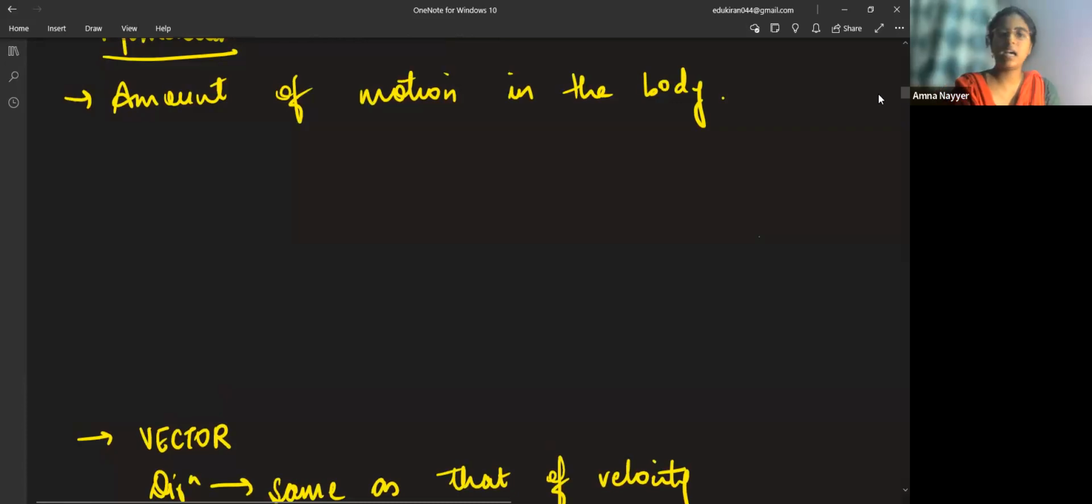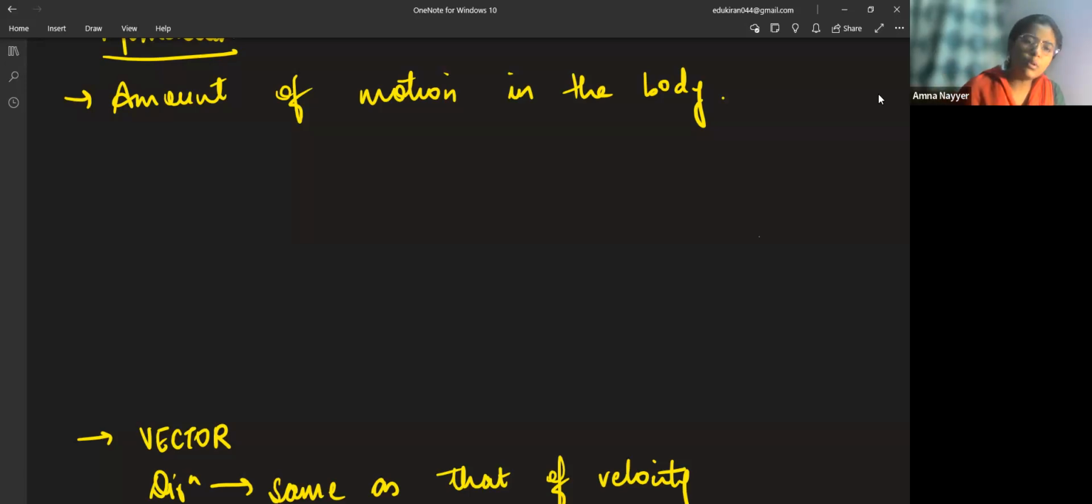Momentum is basically the amount of motion in a body. What is meant by this? Amount of motion in a body means, suppose I have thrown a ball. That ball is moving. And then what is happening once the ball is moving? I have applied a very little force on the ball.